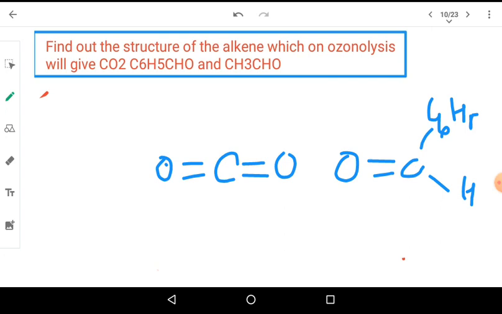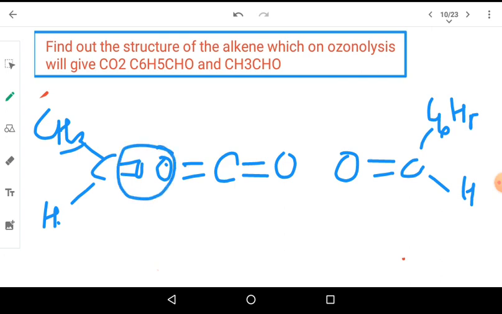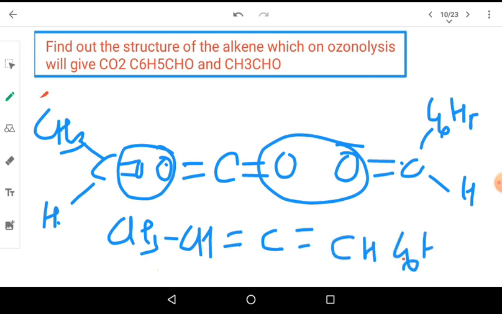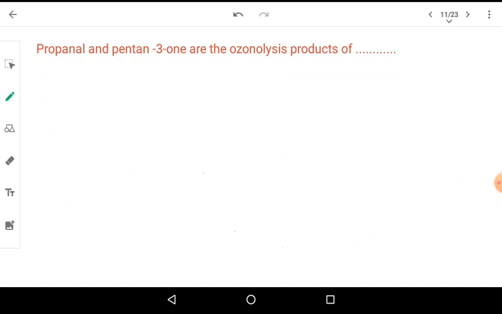CH3 and a hydrogen here. So we have to remove this oxygen, we have to remove these oxygens as well, right? And now what are we getting? We have CH3 CH double bond C double bond CH C6H5. This is the compound that we're getting. We're getting an allene type of compound. Let's do the next question.